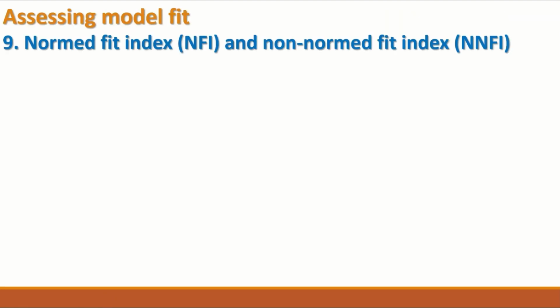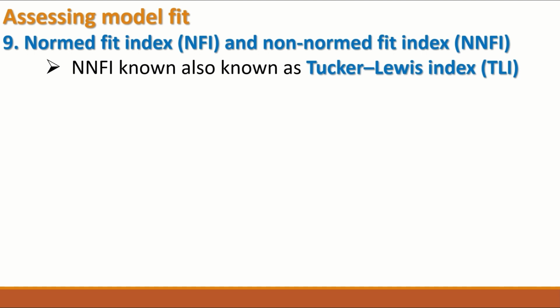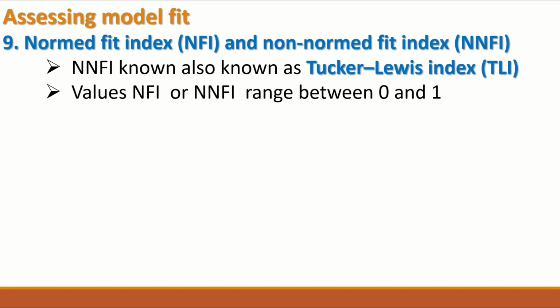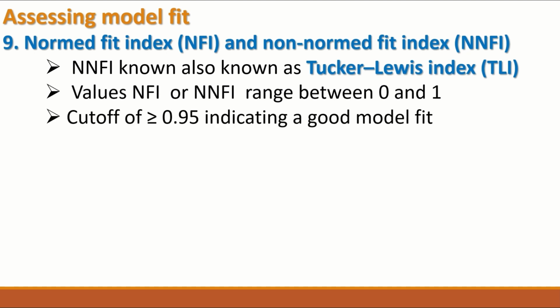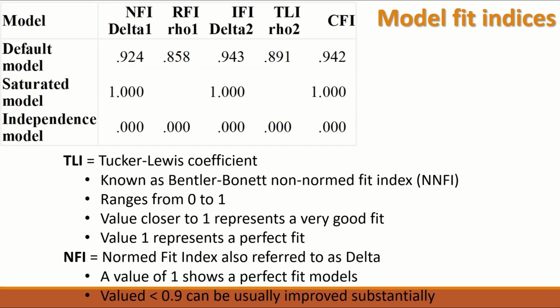Another index is the Normed Fit Index, NFI, and the Non-Normed Fit Index, NNFI. NNFI is also known as the Tucker-Lewis Index, TLI. The values for NFI and NNFI range between 0 and 1. A cutoff value equal to or greater than 0.95 indicates a good model fit. The next slide shows the table taken from CFA with the indexes for NFI, RFI, IFI, TLI, and CFI.